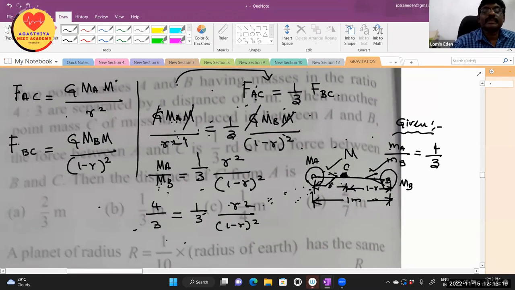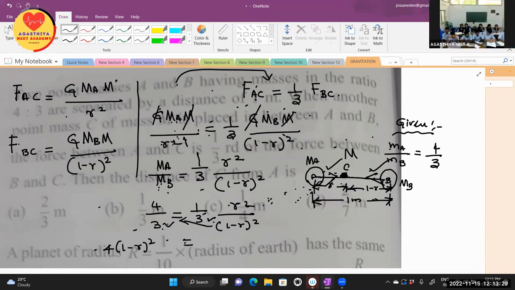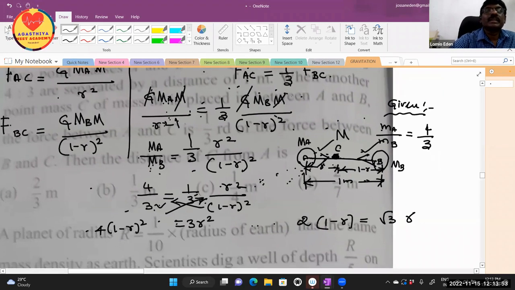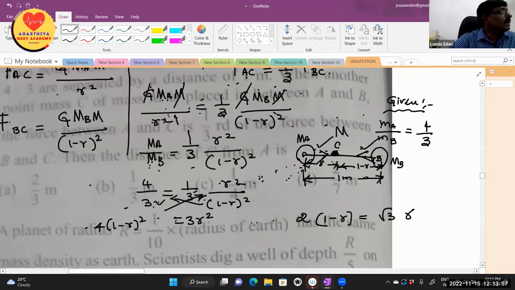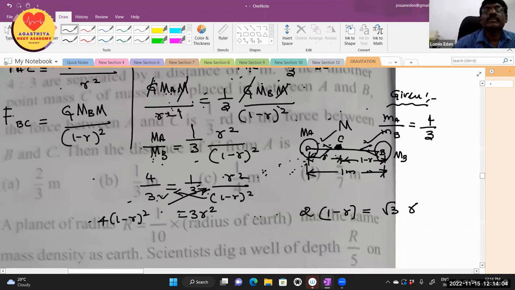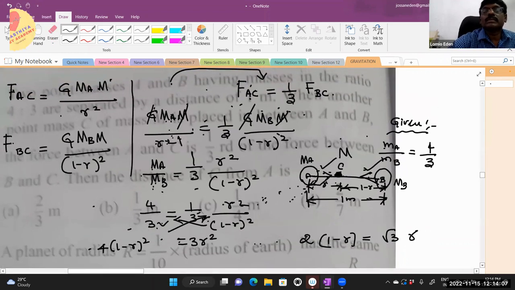As a result, the 3s cancel. So cross multiply: (1 minus R) whole squared, cross multiply this, 3R whole squared. If you take the square root on both sides, on the left-hand side the 2 and the (1 minus R) squared cancel. On this side, root 3 comes, and this is only R. Okay? Now what is in the answer? Is 2/3 there? Will it not cancel?